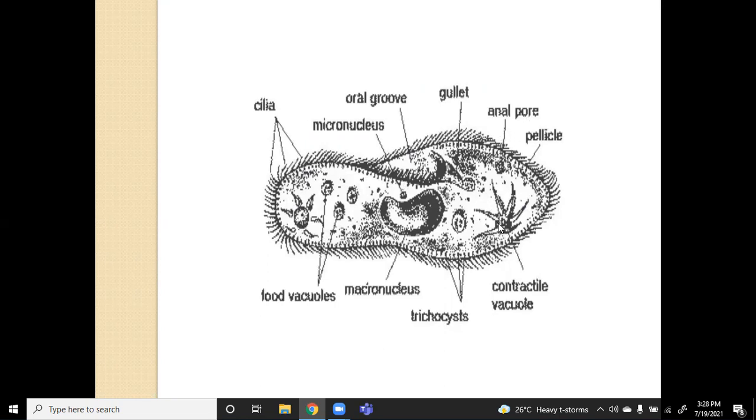There are contractile and food vacuoles. The shape of paramecium is just like a slipper, and the shape of amoeba is irregular. Amoeba does not have any regular shape.